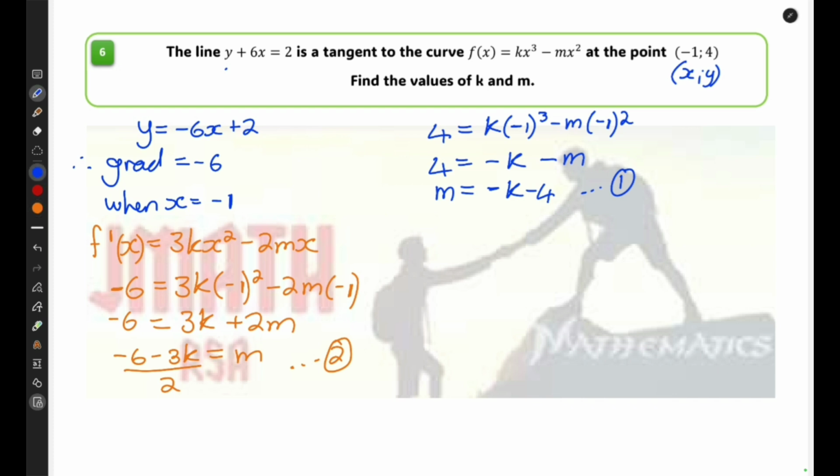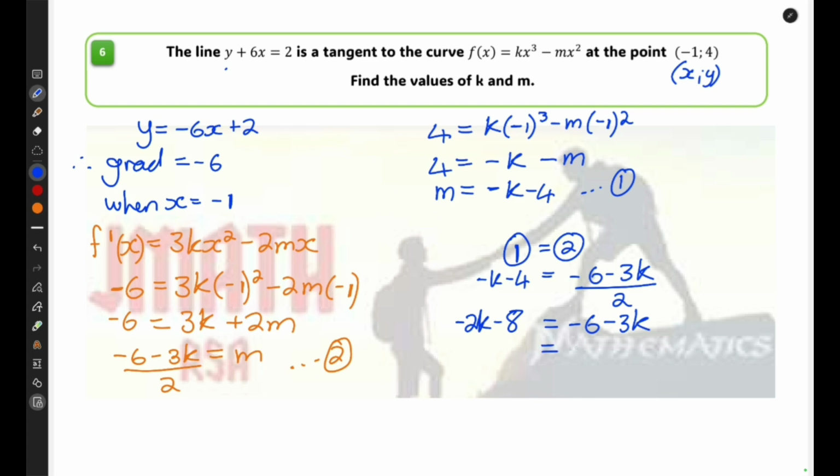So now to solve, I can just make them equal to each other and then see what is m and what is k. So I have minus k minus 4 is equal to minus 6 minus 3k all over 2. I am going to multiply the 2 over to the left, so minus 2k minus 8 is equal to minus 6 minus 3k. Now I need to decide which side I want the k. I'm going to move everything to the left, so then I have 3k minus 2k gives me 1k, and on the right I have minus 6 plus 8, which would just be 2. To find m, I can just sub in the k value into equation 1, so therefore it's minus 2 minus 4, so m is equal to minus 6.